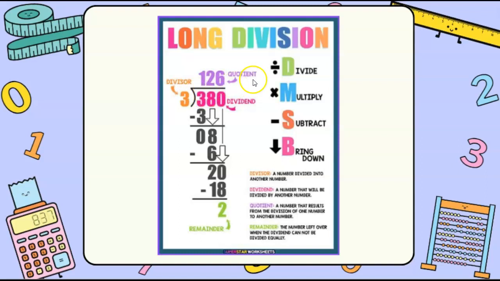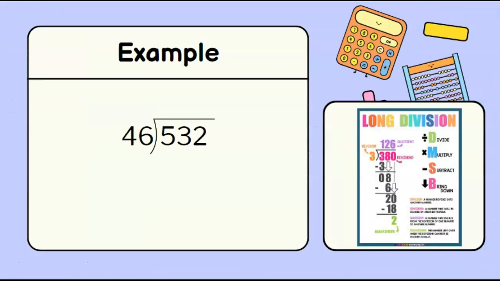We will then follow the steps of divide, multiply, subtract, and bring down. We will continue these until we reach a remainder that is smaller than our divisor. Once that remainder is smaller than our divisor, we know that we cannot possibly divide anymore, and we've reached the end of our problem. So let's look at our first example.